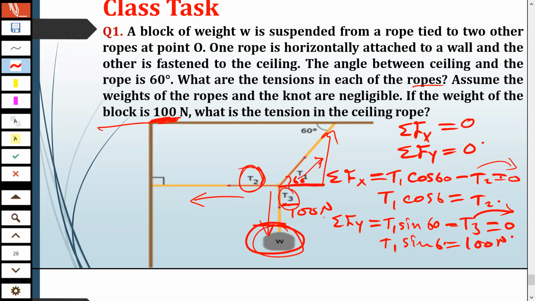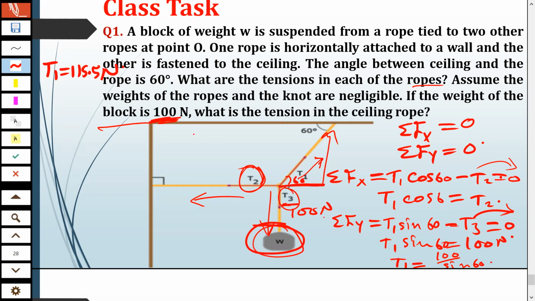So to find T1, T1 is just going to be equal to 100 divided by sine 60, and this gives 115.5. So T1 has been found to be 115.5 newtons.